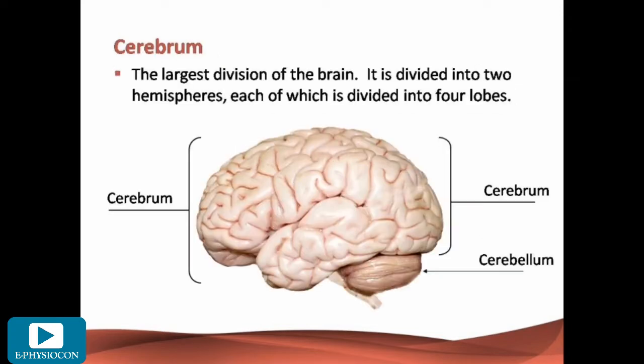Here you can see the cerebrum. This is the structure of the brain. Here you can see the cerebrum, the largest division of the brain. It is divided into two hemispheres, each of which is divided into four lobes. This is the structure of the brain.